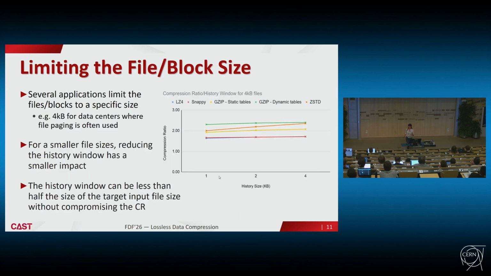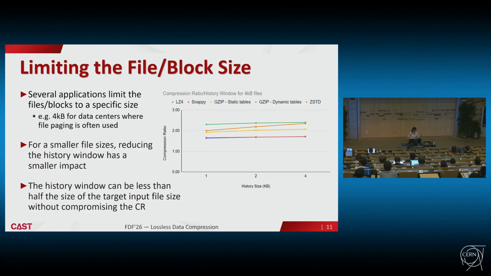This is one thing to take into account. Another thing to take into account is that there are a lot of applications, especially in data centers, that limit the size of your files and your data into blocks. Data centers use paging, and the most common size is 4 kilobytes. It can be 16 or 64, depending on the application. The most common is 4 kilobytes. And the smaller the file, the more difficult it is to compress it.